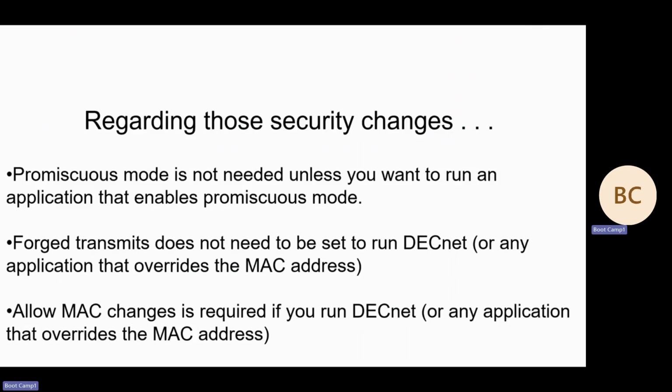Regarding the security changes, and this is directly from Dick Stockdale, who was our Ethernet driver developer, what he says is absolutely correct. The point being that to run DECnet, you absolutely do need the bottom one set to yes for allow MAC changes. As it turns out, promiscuous mode probably does not need to be set, and forged transmits likely does not need to be set. However, I do run with them all enabled, and everything works perfectly. I'm running both DECnet phase 4 and phase 5 with no trouble.